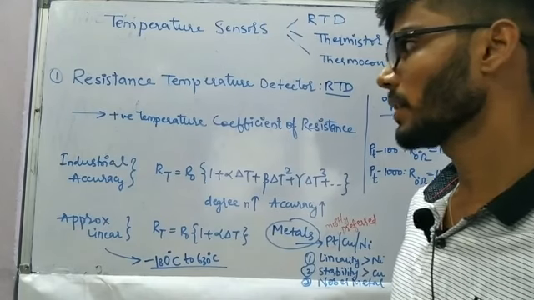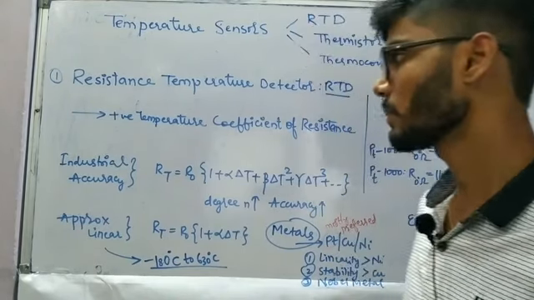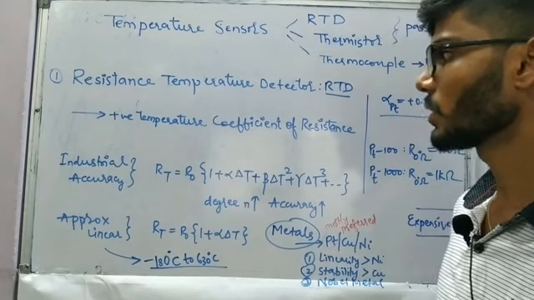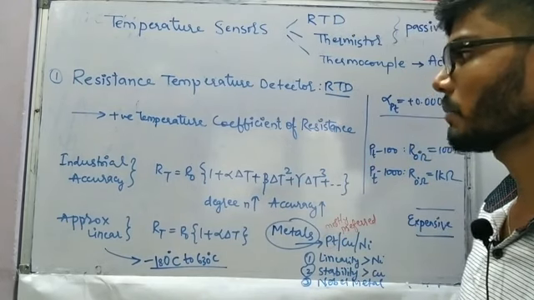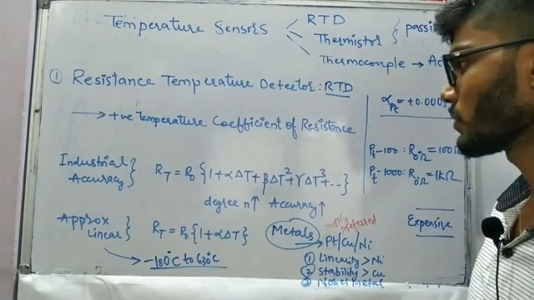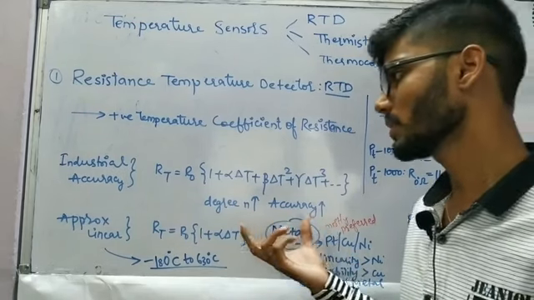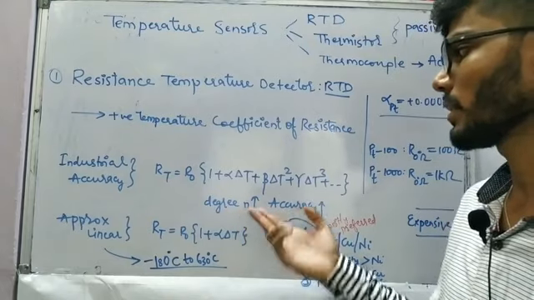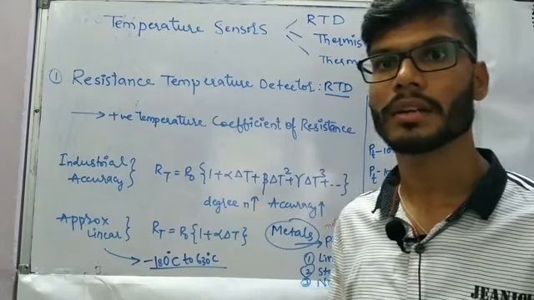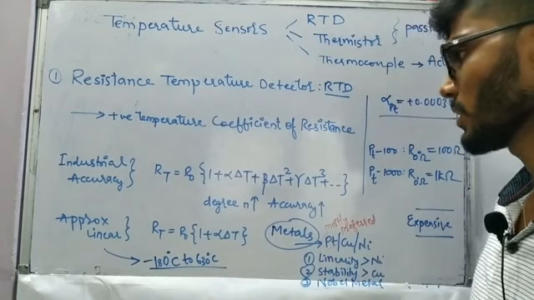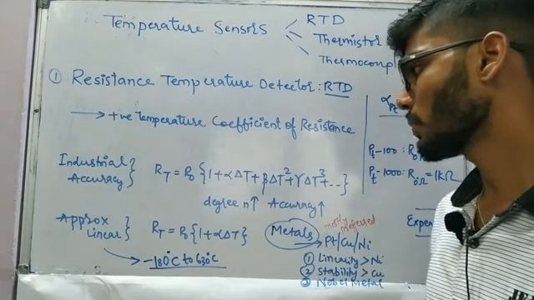And RTD, in terms of industrial accuracy, the expression is given as RT is equal to R naught (1 plus alpha delta T plus beta delta T whole square plus gamma delta T whole cube, and so on). So what is actually happening here is that if we increase the degree, if we involve more terms in our expression, we are going to get a good amount of accuracy.